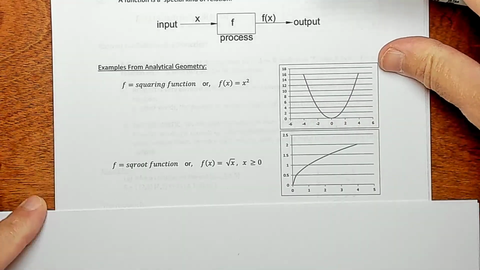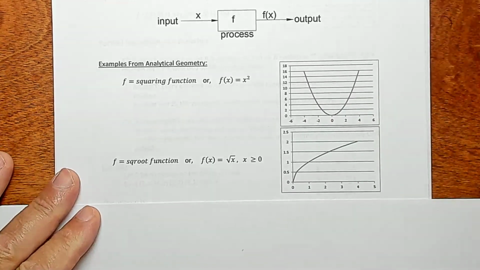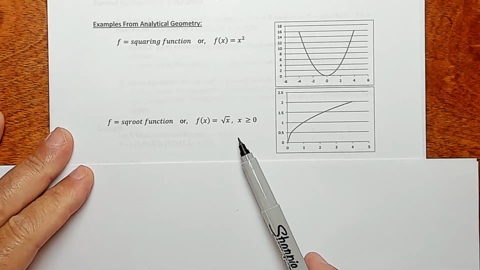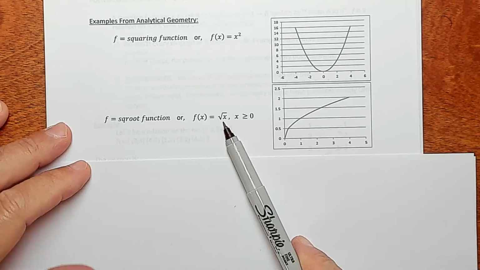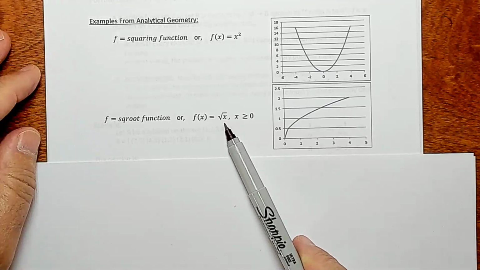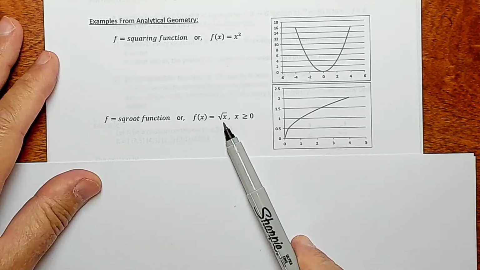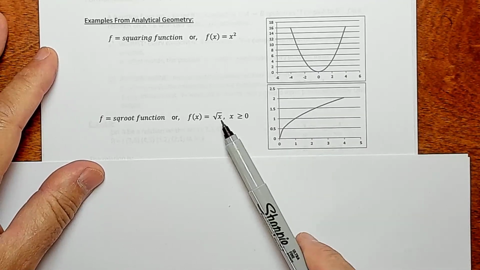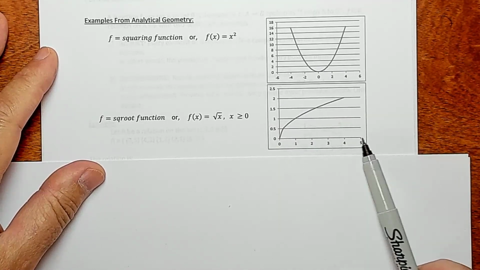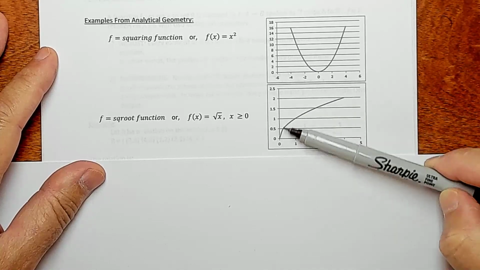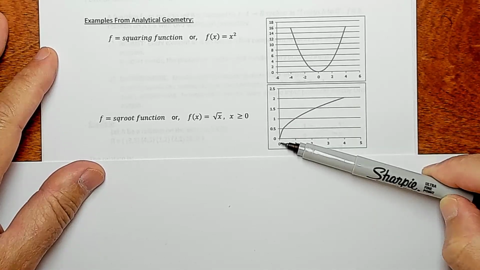Here's another one, the square root function. So here we have to limit the input because we don't want to take the square root of a negative number. That would result in a complex number, which is something we don't want to talk about right now. So here the input is the positive set of real numbers, and the output is also the positive set of real numbers.